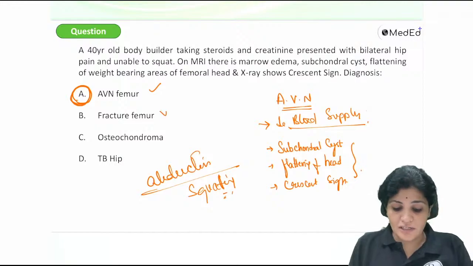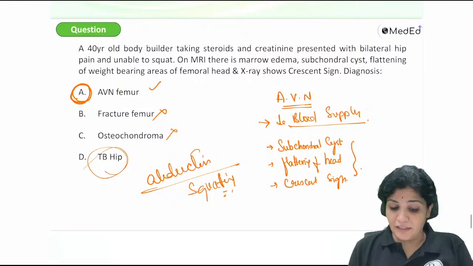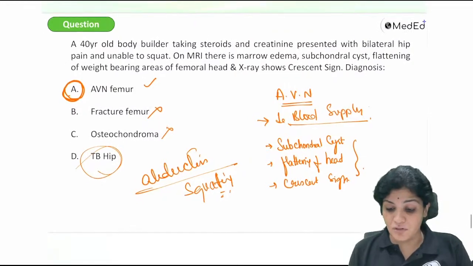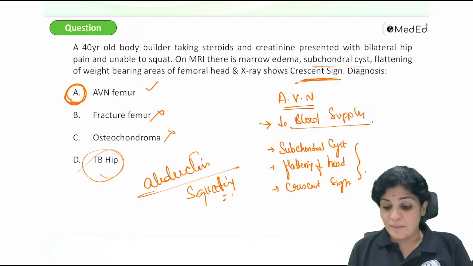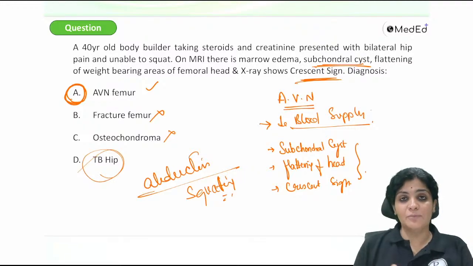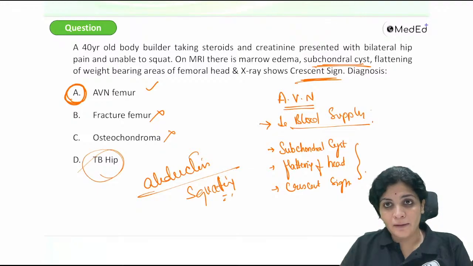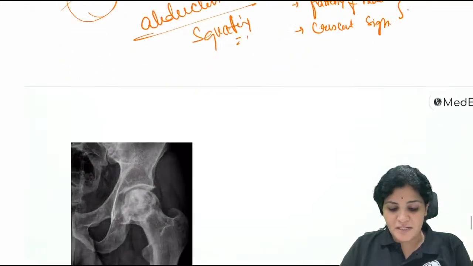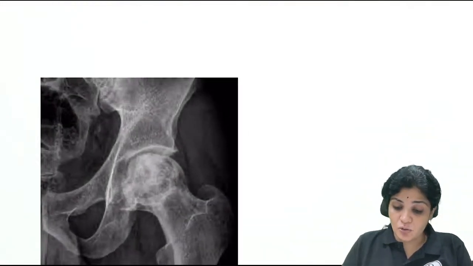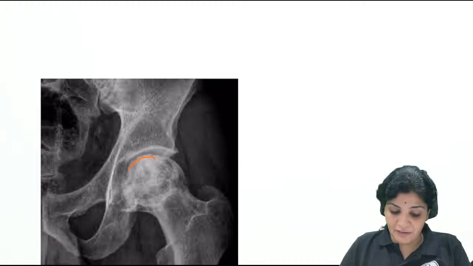Patient is able to walk, that is why no fracture femur. On the X-ray, you don't see any extra growth, so this is not osteochondroma. And TB hip is not usually there because the crescent sign is there. Subchondral cyst is there. In TB hip, we see complete damage to the joint space. So joint space is completely damaged. So here also you can see that there is complete avascular necrosis.